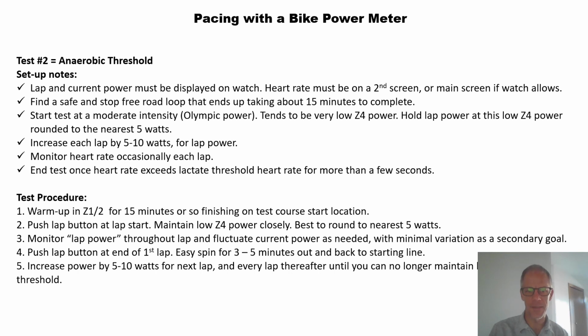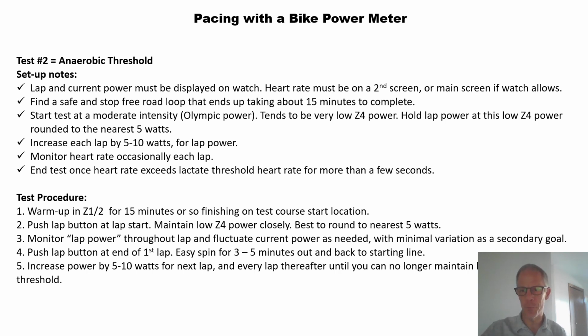Push the lap button at the end of the first lap, easy spin for 3 to 5 minutes, call it zone 1. Find a little safe place where you can go out and turn around, come back to the starting line. And then the next time you're going to increase that power by 5 to 10 watts for the lap. And then every lap thereafter, you'll do the same until you can no longer maintain your threshold heart rate. You see that you went over the threshold, and you can't bring it down while you're trying to do that power output that was required for that particular lap.